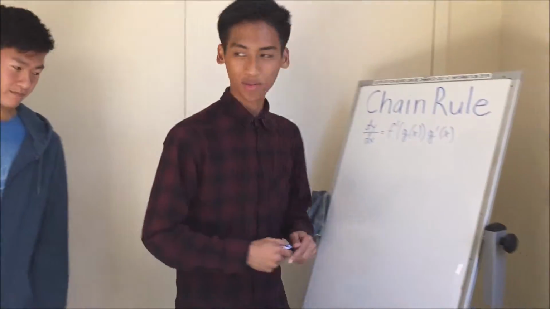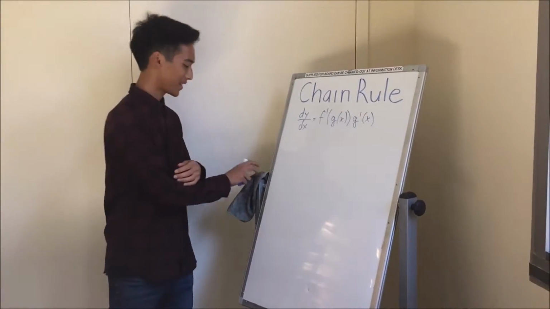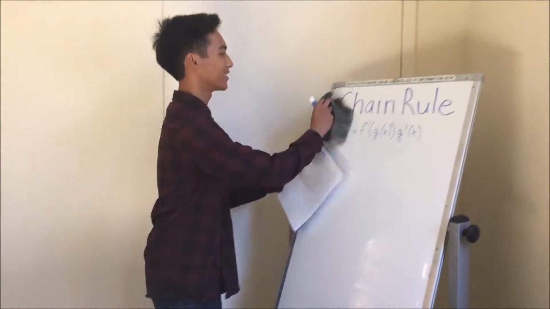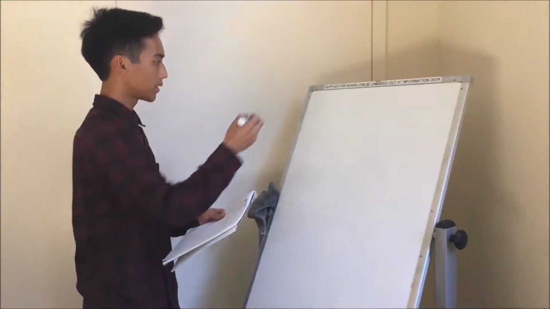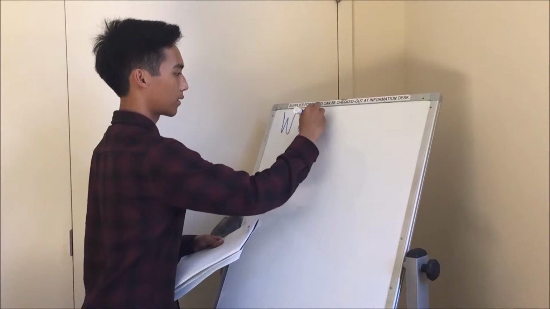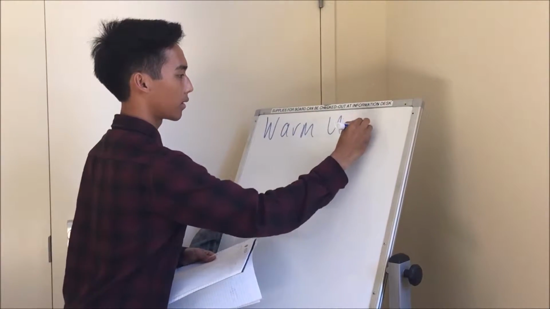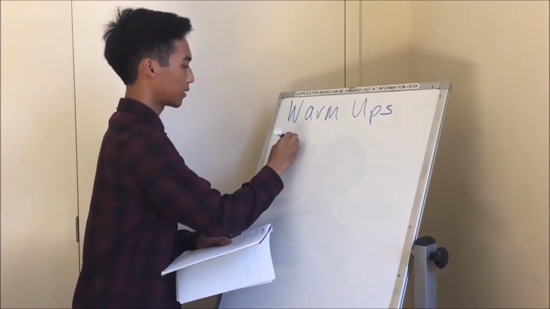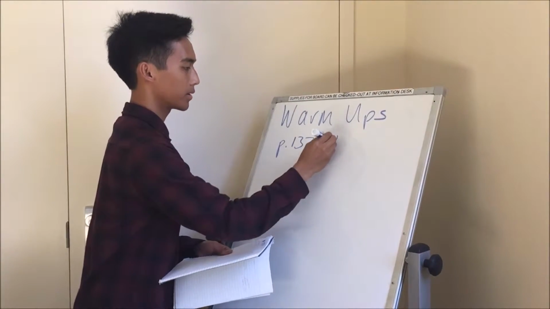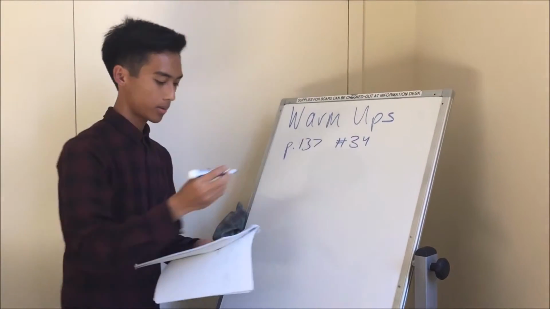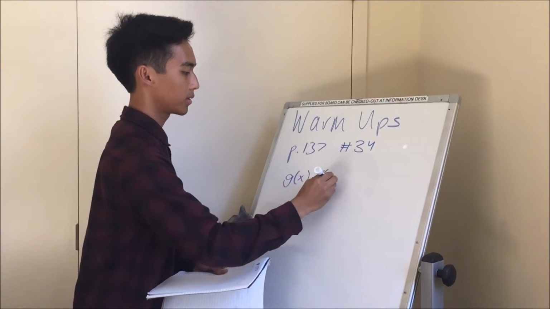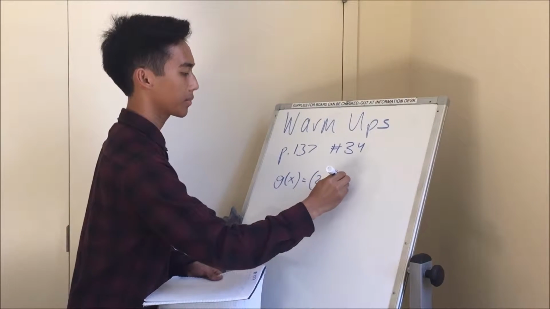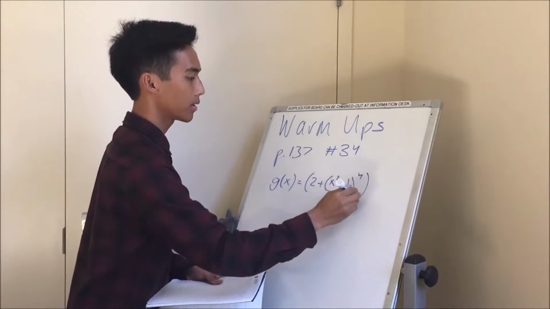Okay, good. Thank you. Now, let's do some warm-up problems. Today we'll do page 137, number 34, which states that g of x equals 2 plus parentheses x squared plus 1 to the power of 4, all to the power of 3.